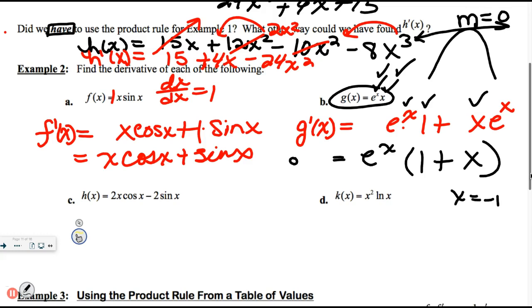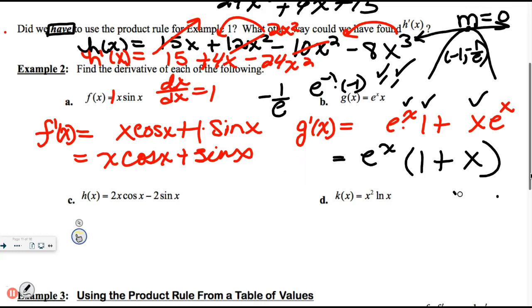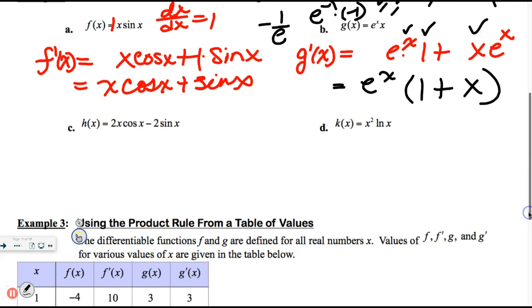If it asked for the points, you would have to go plug it in, and you would have e to the negative first times -1, or equivalently -1 over e. So the point at which there would be a horizontal tangent would be -1, comma, -1 over e. Depends on the question. This just said to find the derivative, but just so you know, you might be asked to find slopes of tangent lines, where there's horizontal tangent lines, that type of thing.